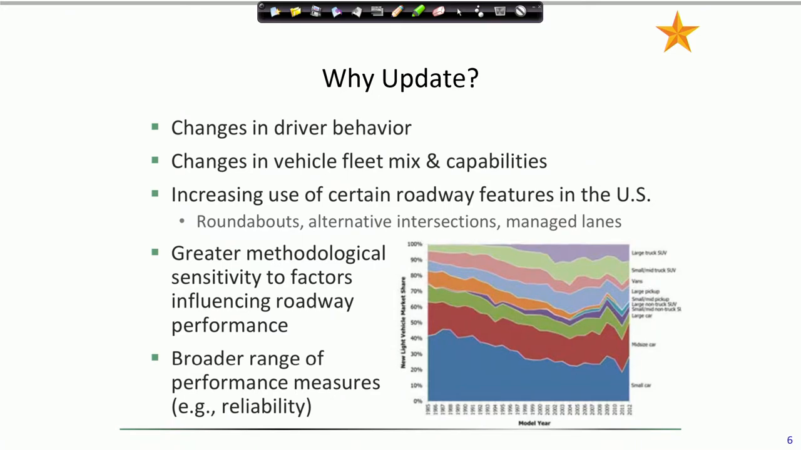And a lot of drivers are more comfortable with the ACC mode and others, so we are seeing changes in behaviors. So we need to accommodate those. There is a lot of vehicle mix, and again, the capabilities are changing. So they need to update the tools. And one of the key things they really wanted to capture in 2010, and now in the Highway Capacity Manual 6th edition, is the so-called reliability.